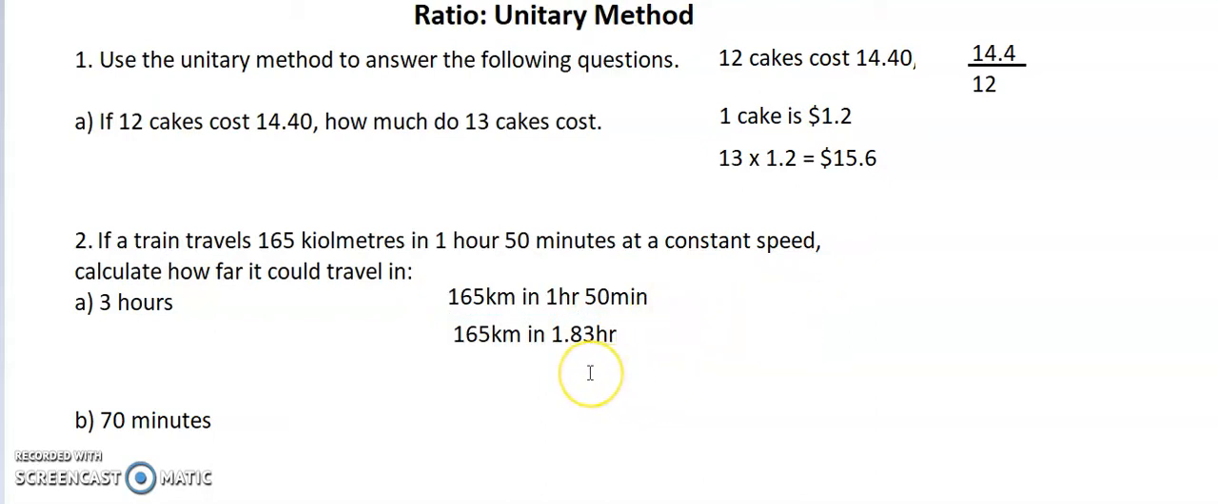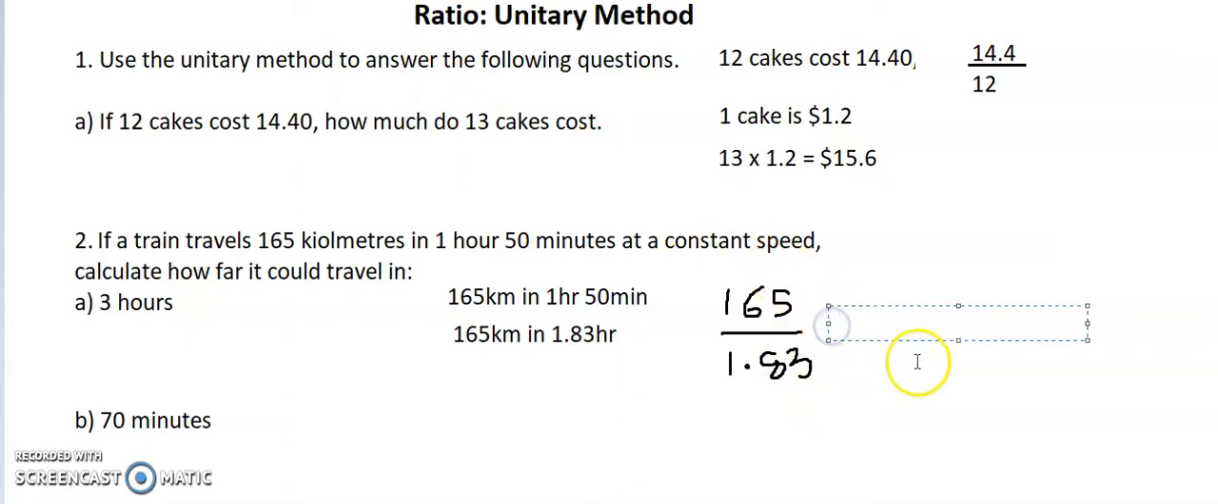So for me to get per unit, which is per hour, I need to go 165 kilometers, which is the total amount, and I'm dividing it by 1.83. As soon as I divide it by 1.83, that is going to tell me how much I am traveling in that 1 hour. So 165 divided by 1.83 is 90.16 kilometers. That means I'm traveling 90.16 kilometers per hour.